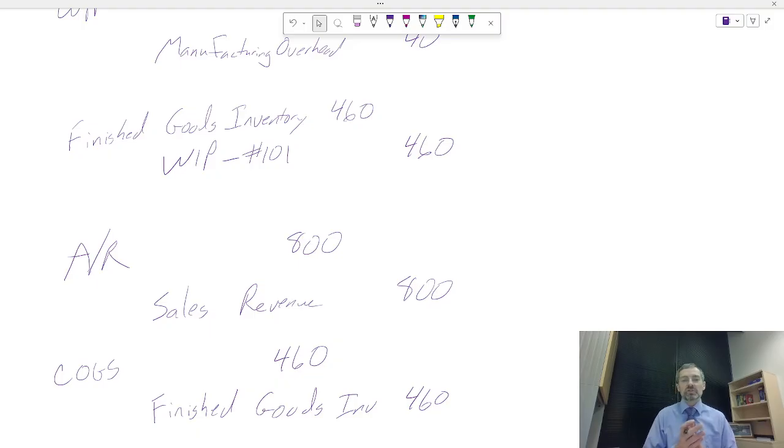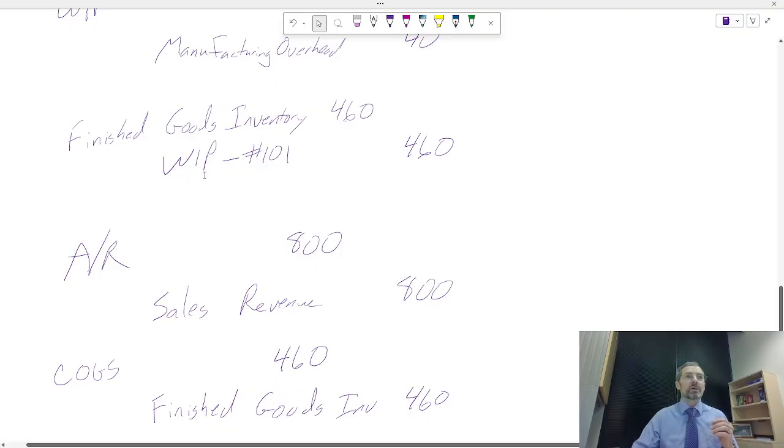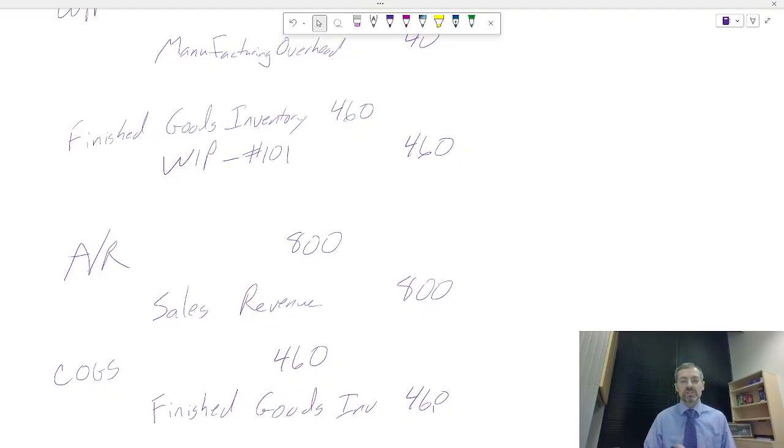So let's trace. So we looked at the full journey of the cost for job 101. We took the direct materials, direct labor, put those to work in process, and the job cost sheet, which should have the same numbers. We used our predetermined overhead rate to apply the $40 of manufacturing overhead. When it was finished, we moved it from work in process to finished goods, and then when we sold it, we record the sale just like we normally would, and then we move it from finished goods to cost of goods sold. So we have now successfully followed a job from start to finish.